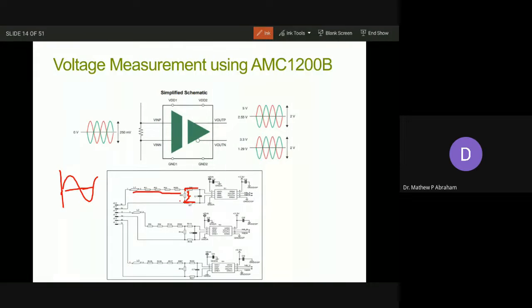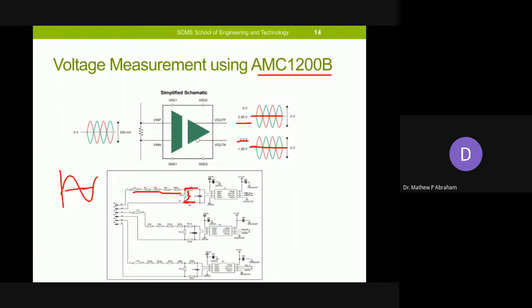And this differential amplifier, AMC1200B, has the capability of shifting the level of the voltage as such, right? For a 5 volt system, it will be giving a shift of 2.55 volts. So for a 3.3 volt system, it will be creating a shift of 1.29 volts. Right? So we need not worry about creating additional circuitry for shifting the voltages.